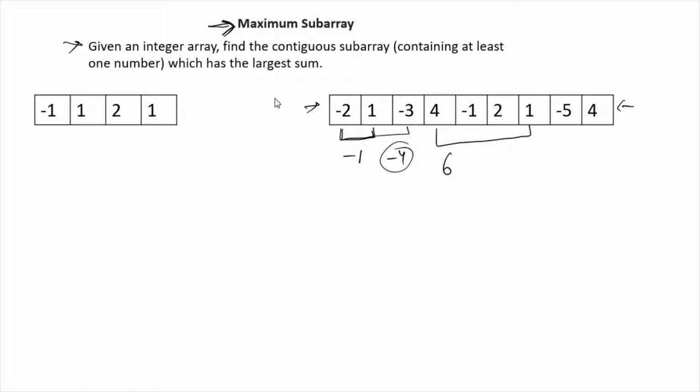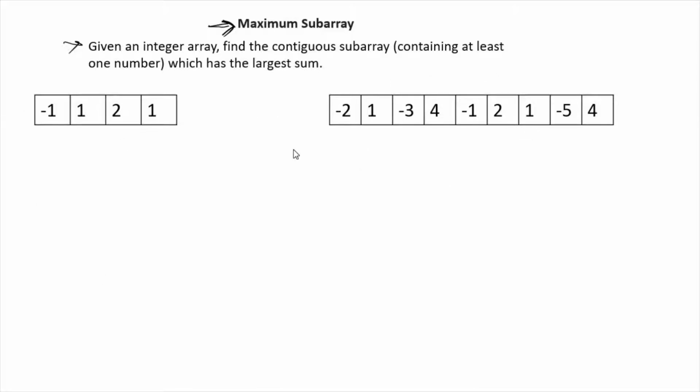If you try to find another subarray which has more sum, no, there is no subarray which has more than 6 sum. So this will be our answer. Okay, let's see another example. So we are given an array, and the maximum sum for any subarray will be 4. So 4 will be our answer.